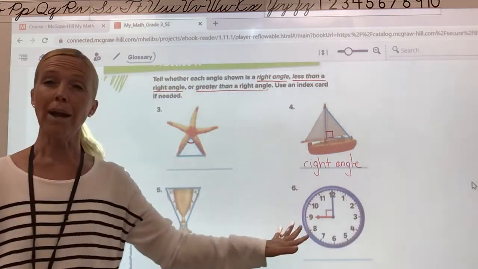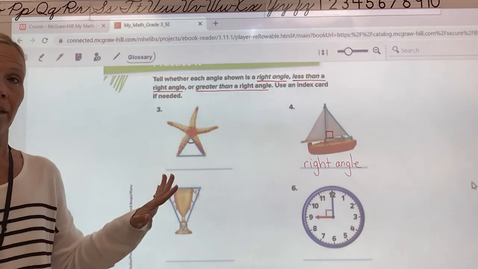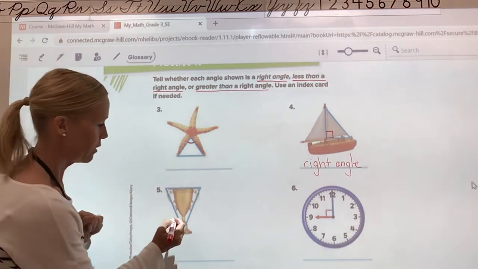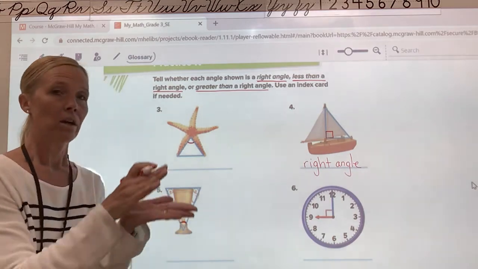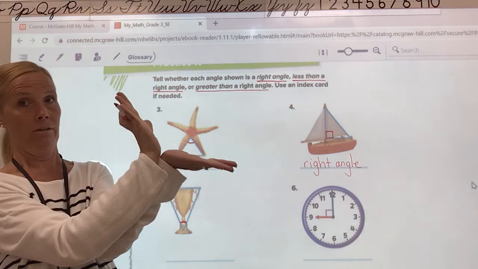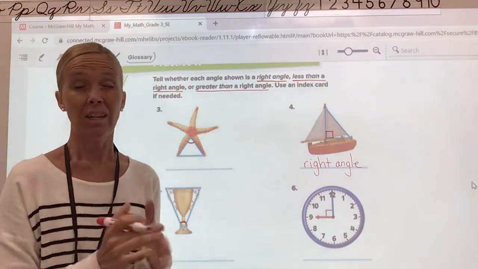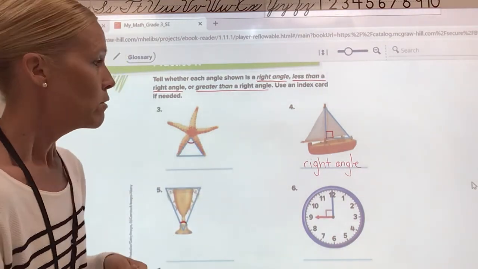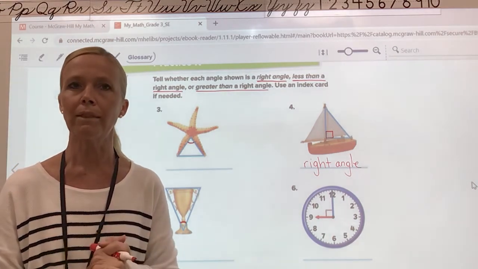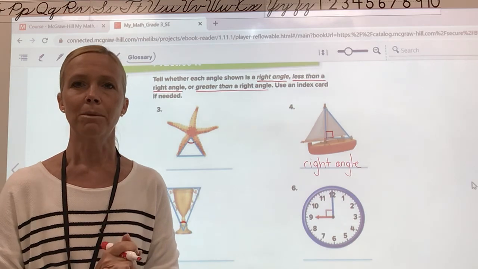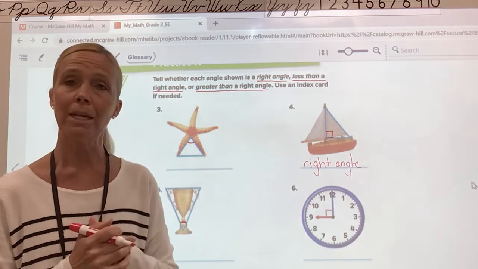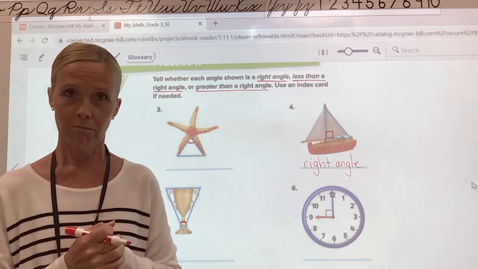Okay, so the right angle should be pretty easy to find on these. You might have to think a little bit harder on some of the other ones, like here's the angle here. You have to decide, are they less than or are they greater than? And if you have an index card at home, that might help you. So work on those. I don't think it's too difficult. I think you should be okay with it. Take your time. If you need to go back and look at the first couple pages again before you do it, do that.